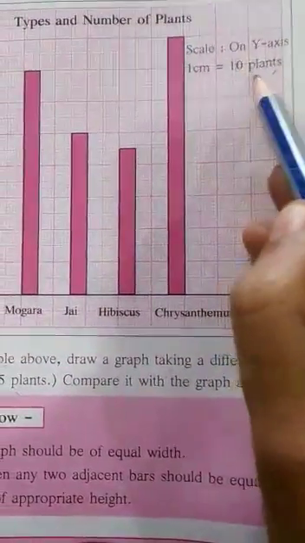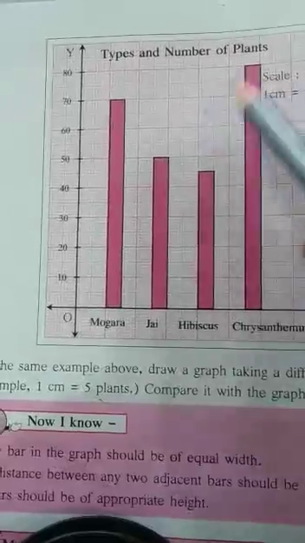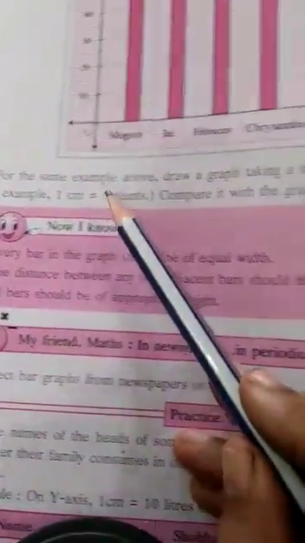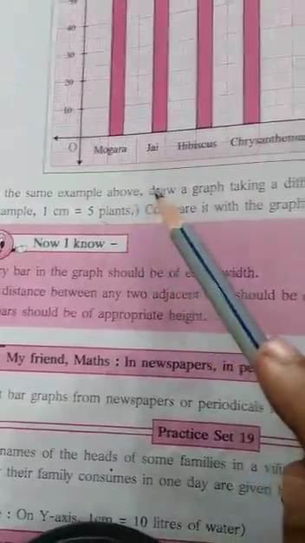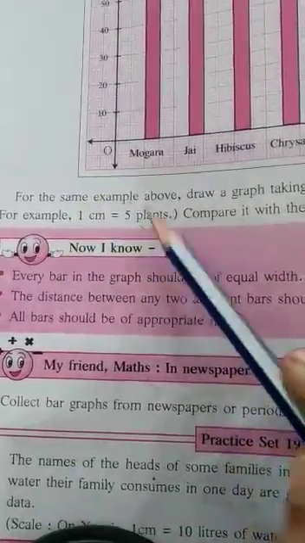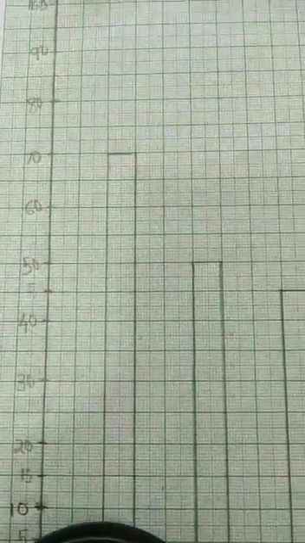Now in the textbook they have used the scale 1 centimeter is 10 plants, and that bar graph will look like this. Both the graphs show the same data, but the scale is different. And down here they have asked for the same example: draw a bar graph taking a different scale, that is 1 centimeter, 5 plants. So that is what I have drawn here. Now you have to compare both.